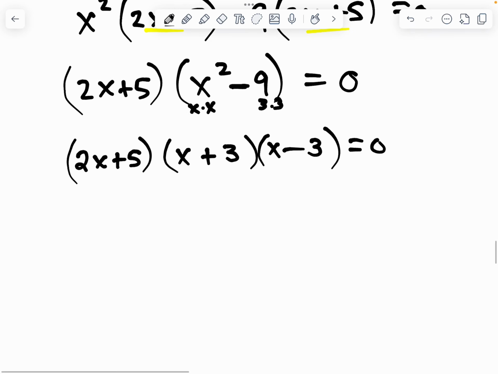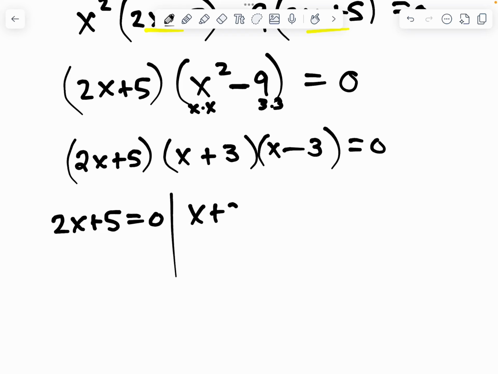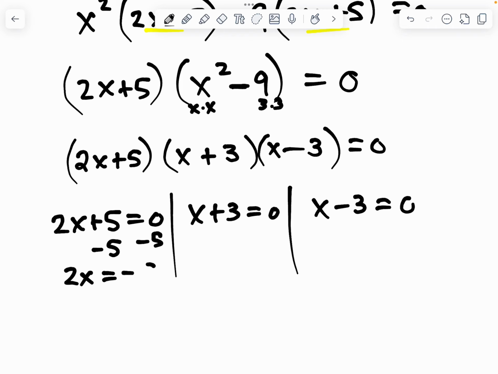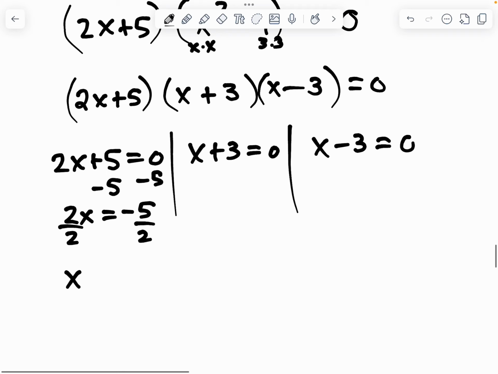Now we have 3 factors. So we have to take each factor and set it equal to 0, and then solve. So no different than what we've been doing before with trinomials to solve. We just have more, sometimes we're going to have more factors. So this one, I'm going to subtract 5 from both sides. I get 2x is equal to negative 5. Divide by 2. I get x equals negative 5 over 2.